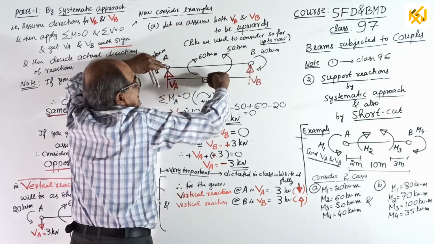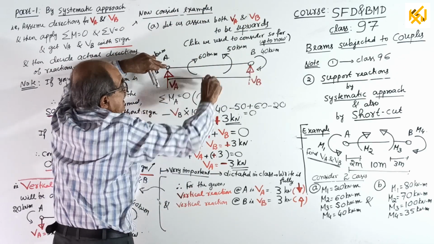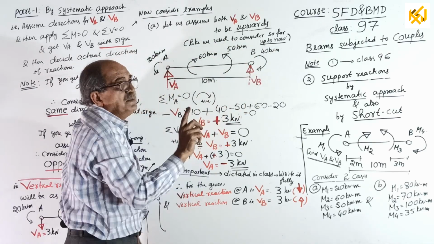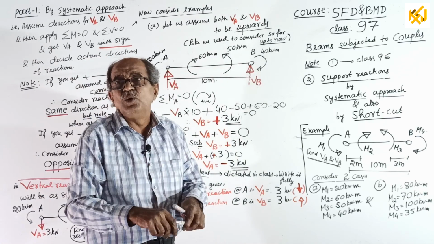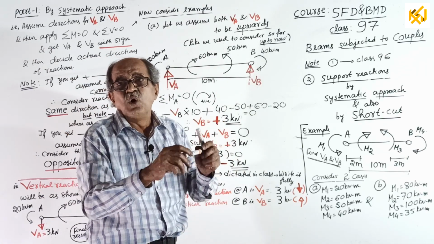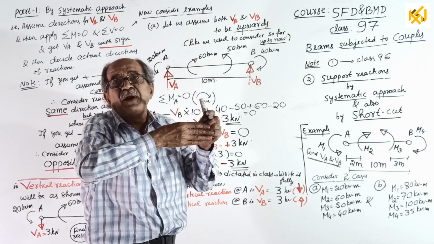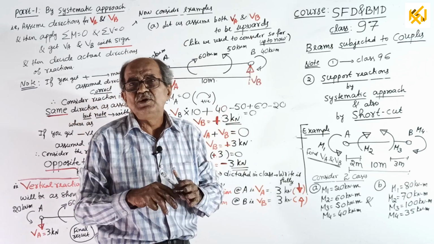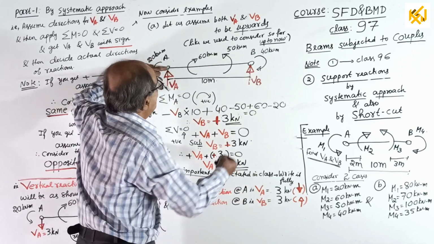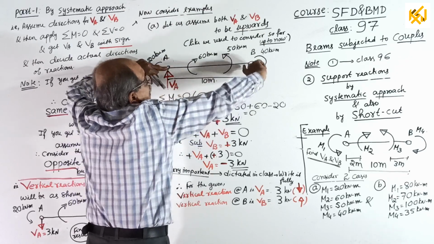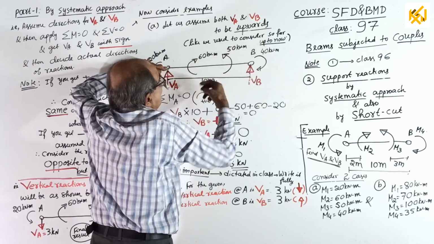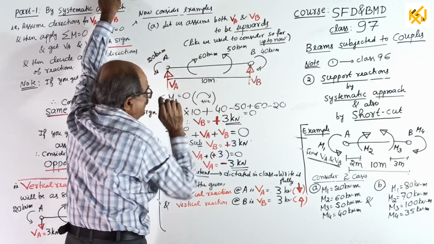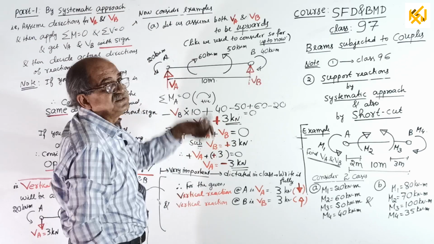VB into 10, anti-clockwise. Okay, then now remember, these couples, when you consider, there is no multiplying distance. Why? It is already a moment. This also I told earlier: for force, multiply by perpendicular distance from this point. For couple, only couple, no multiplication. So, minus VB into 10 plus 40. Why plus 40? Clockwise. Minus 50 plus 60 minus 20 equal to 0. You get VB equal to plus 3 kilonewton.